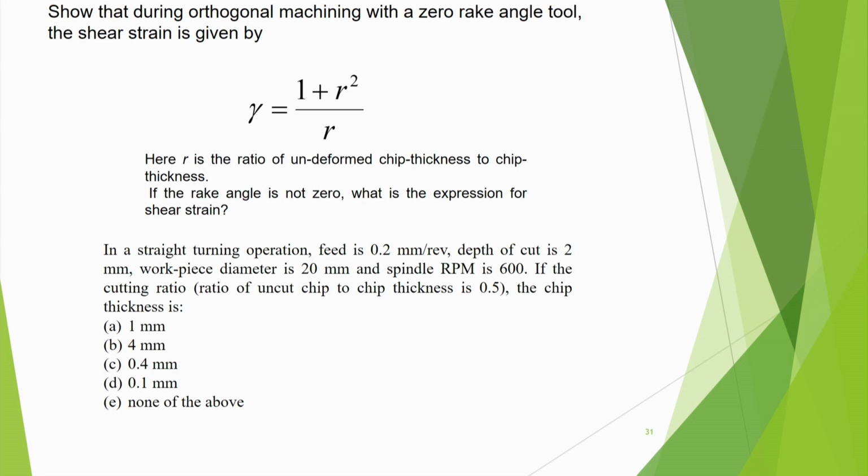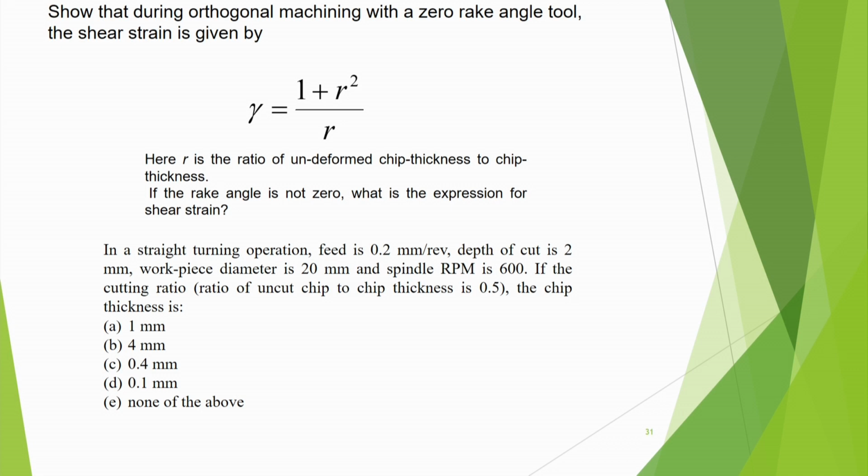During orthogonal machining with a zero rake angle, the shear strain is given by gamma equal to 1 plus r square by r. You can derive this, you just have to put in the expression, where r is the ratio of undeformed chip thickness to chip thickness.